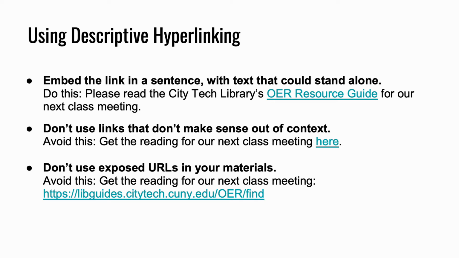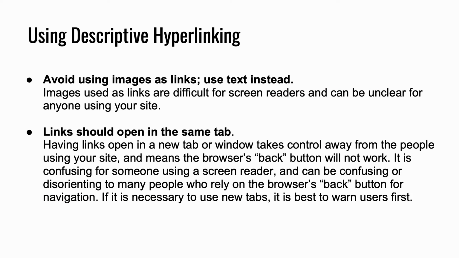Don't use links that don't make sense out of context. Avoid this. Get the reading for our next class meeting here. The word here does not give us any information about the reading, such as author or title. Don't use exposed URL addresses. Avoid: get the reading for our next class meeting, followed by the entire URL address. Exposed hyperlinks such as these are not great for screen reader users. A screen reader will read this URL address character by character instead of as a phrase.